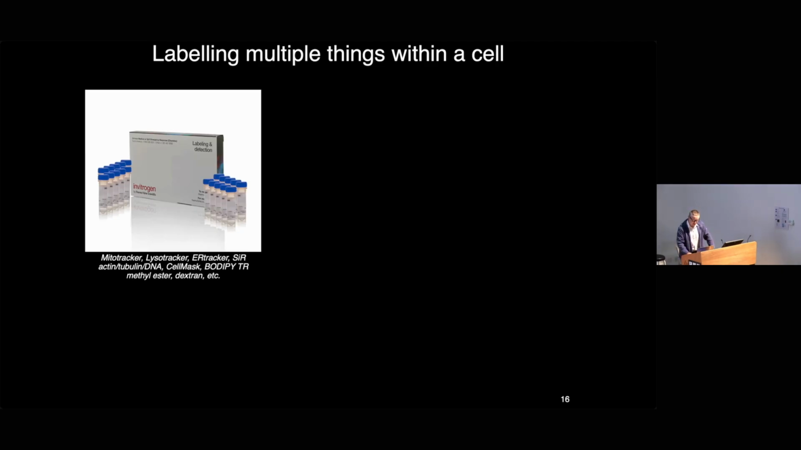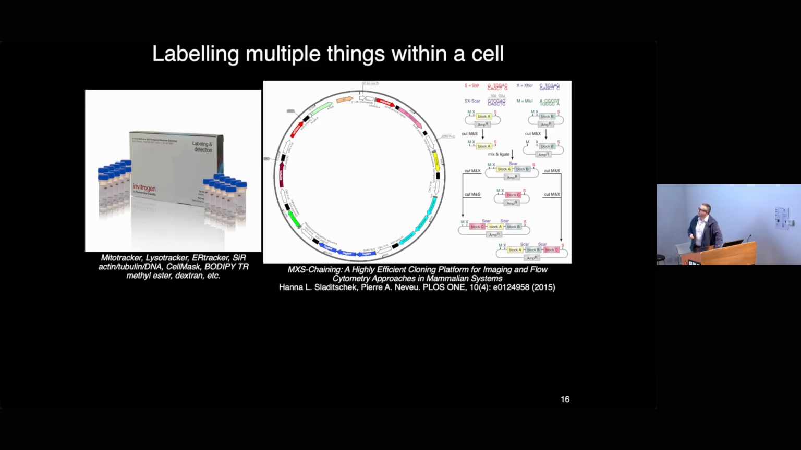However, if you want to actually look at individual proteins within a cell, then you've got to make a polycistronic plasmid, and Manu's group are very fond of this MXS system, whereby with a careful choice of restriction enzymes, you can chain together multiple separate plasmids to make one massive megaplasmid. And this is the system that we've used to make these 6, 7, and 8 colour plasmids in the lab.